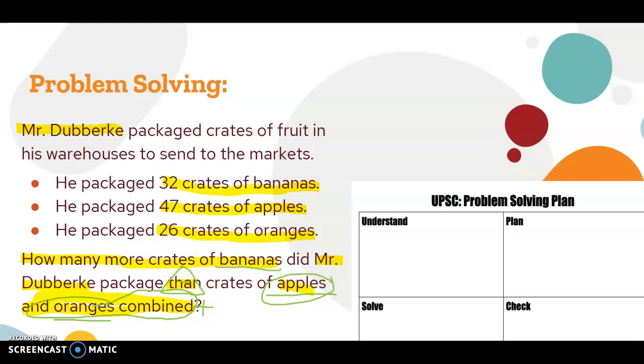Now, how does that look in my problem solving plan? So I'm going to write 32 bananas, and I'm just going to put B for bananas, 47 for apples, and 26 for oranges.